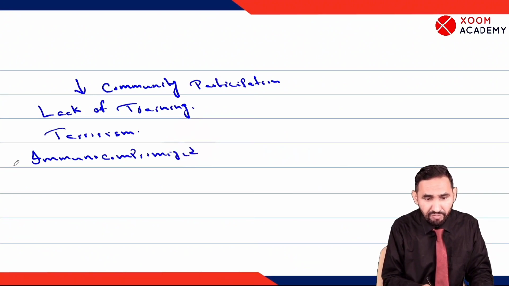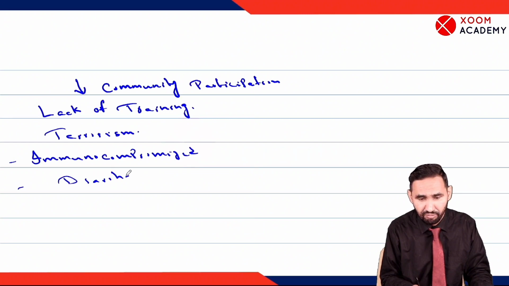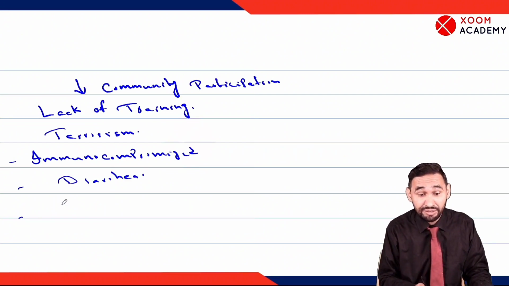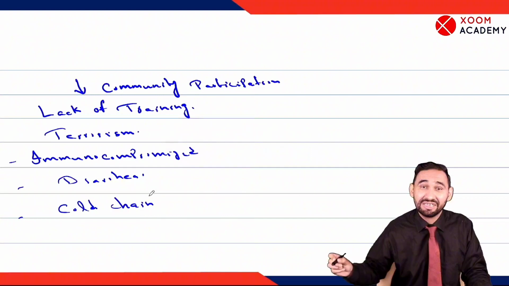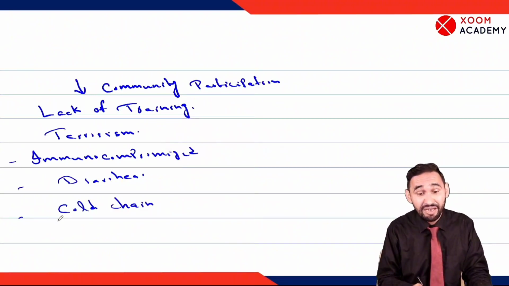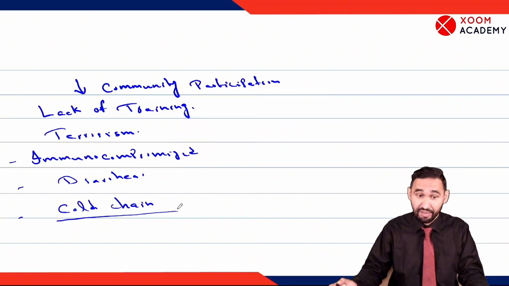The child may be immunocompromised. He or she may be suffering from diarrhea. So the polio vaccine is not effective. Cold chain is very important. What is cold chain? Maintenance of the vaccine from manufacturing till delivery. It may not be maintained by healthcare workers, so the vaccine is not effective.